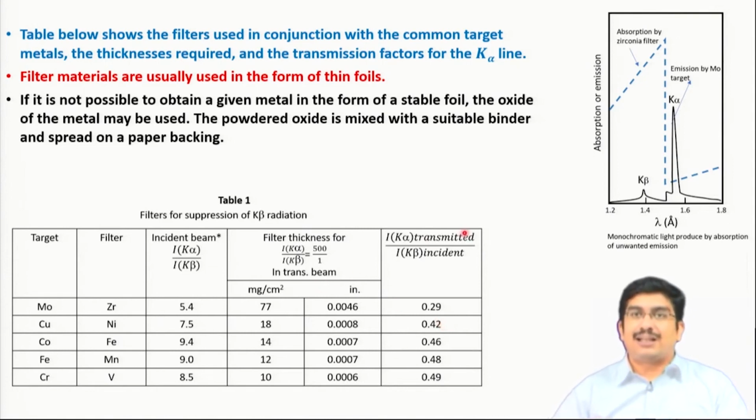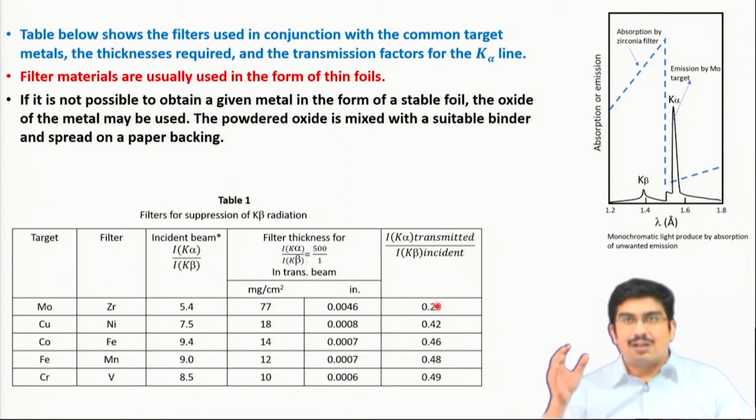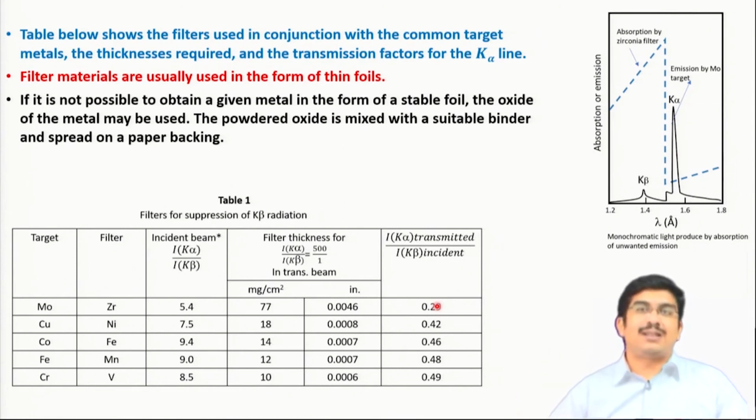Here we are taking the intensity of K alpha in the transmitted beam versus the intensity of K beta in the incident beam. Compared to the incident beam, now most of the K beta is gone, and most of the K alpha also is absorbed. So, you are suffering a huge decrease in intensity, but as I said, this is a trade off. So, you have to live with that.